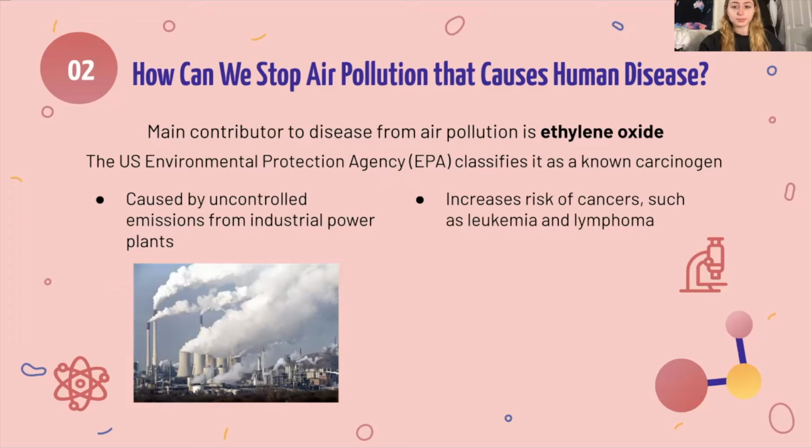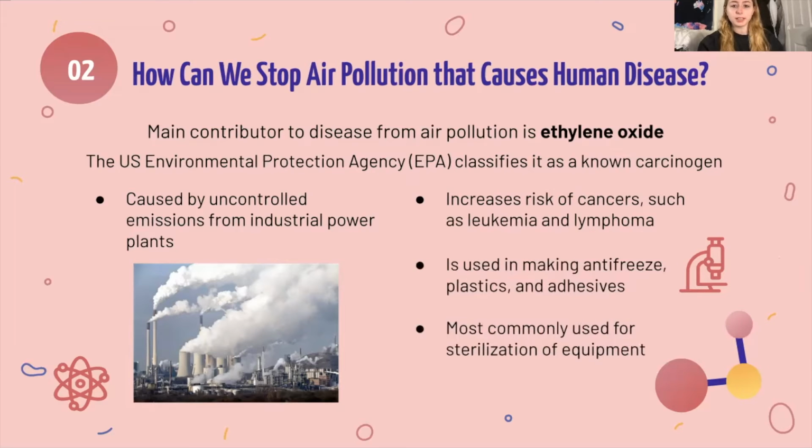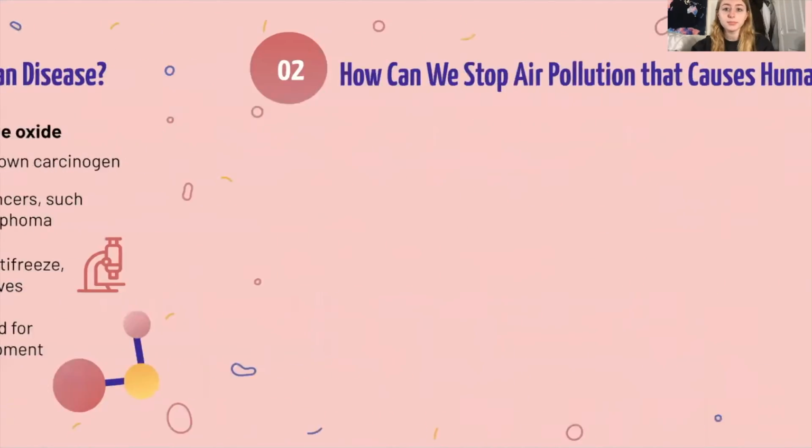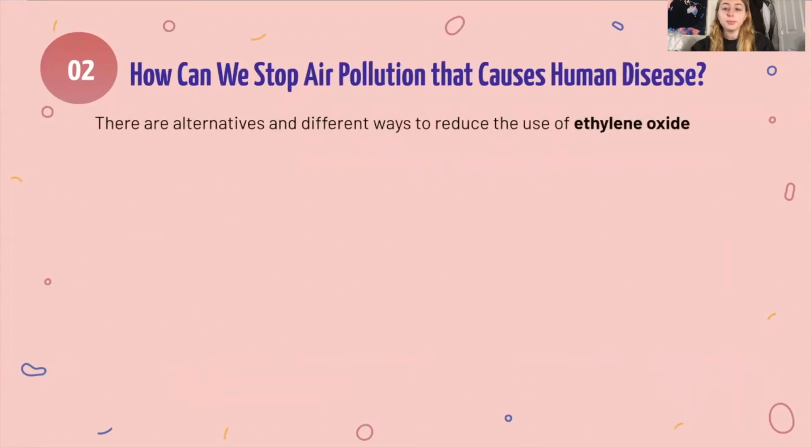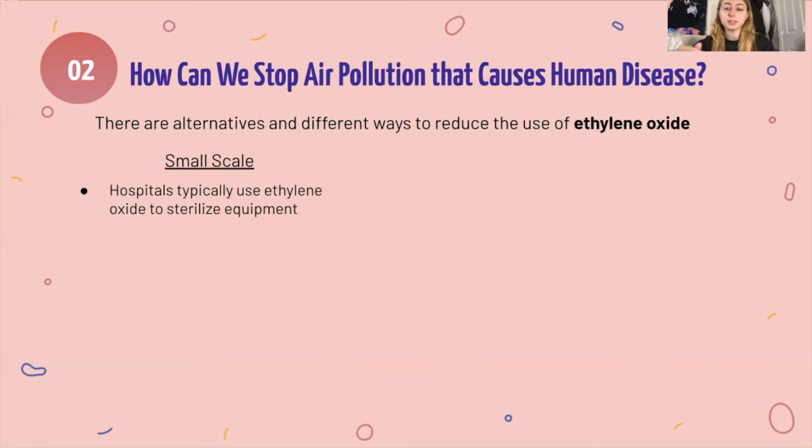leukemia and lymphoma. Ethylene oxide is used in factories to make things such as antifreeze, plastics, and adhesives, and it's most commonly used for sterilization of medical equipment. One way we can reduce the use of ethylene oxide on the small scale, as said before, it is used to sterilize equipment in hospitals.